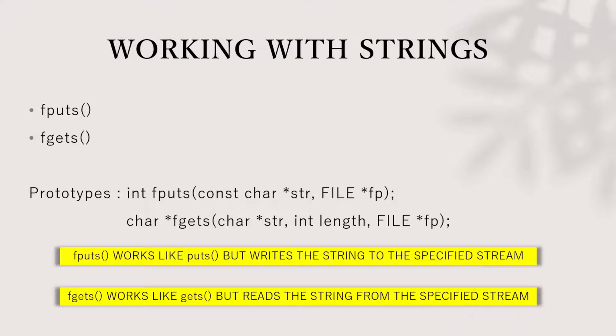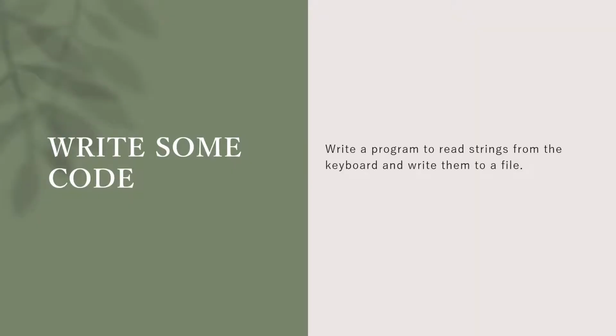What about the return values? As I said, fputs returns an integer. That integer would be non-negative, mostly 0, if successful. If unsuccessful, it's EOF. What about fgets? fgets, if successful, returns a pointer to the string of characters, which will be our str1, for example, that we have in our code, or it will return a null pointer. So now write a program to read strings from the keyboard and write them to the file.